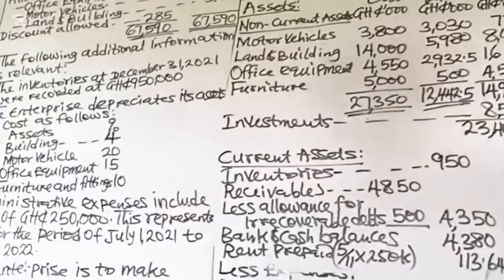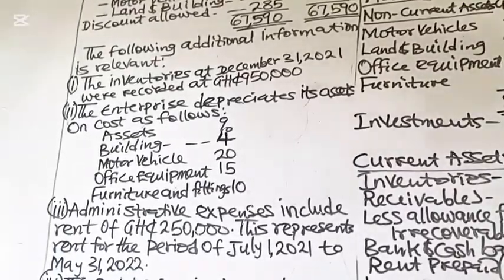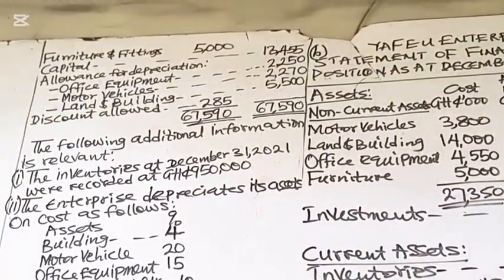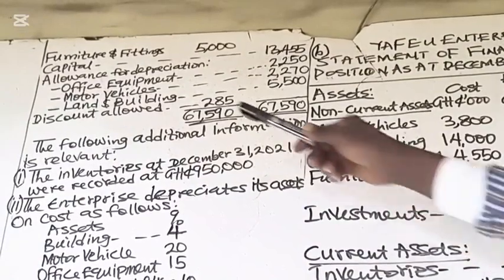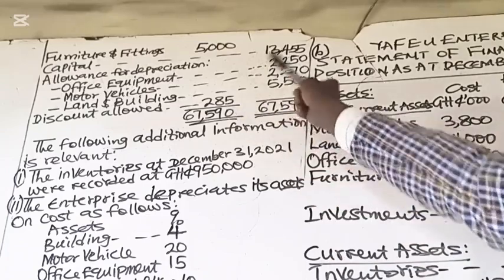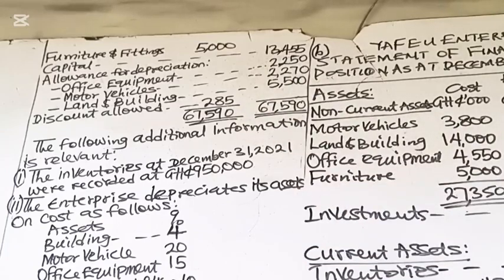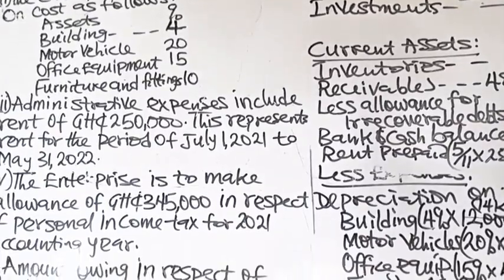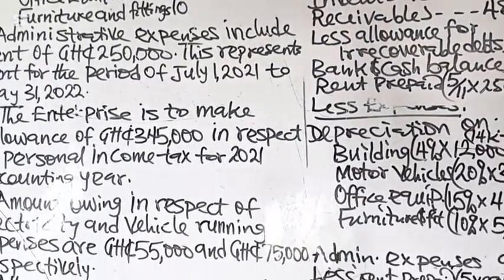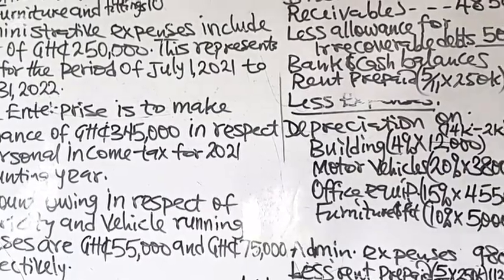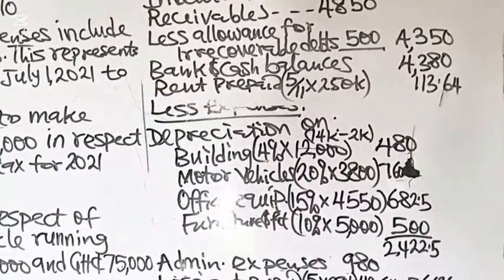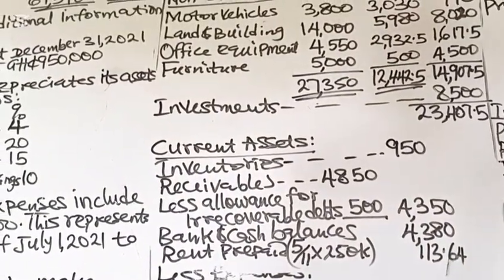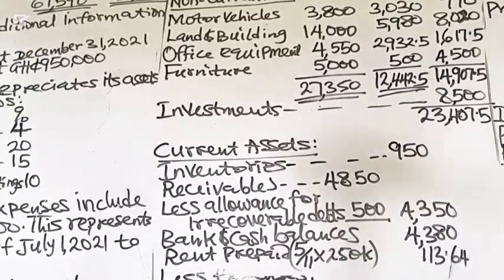Aside from that, let's go through the trial balance. Do we still have any other item that needs to form part of our current asset? The furniture is non-current, capital, all these are not current assets. Then the additional information: inventory has been used, depreciation has been considered, administrative expenses have been considered. So there are no other current assets that need to be used. So we sum up our current assets in order to get the total of our current asset.